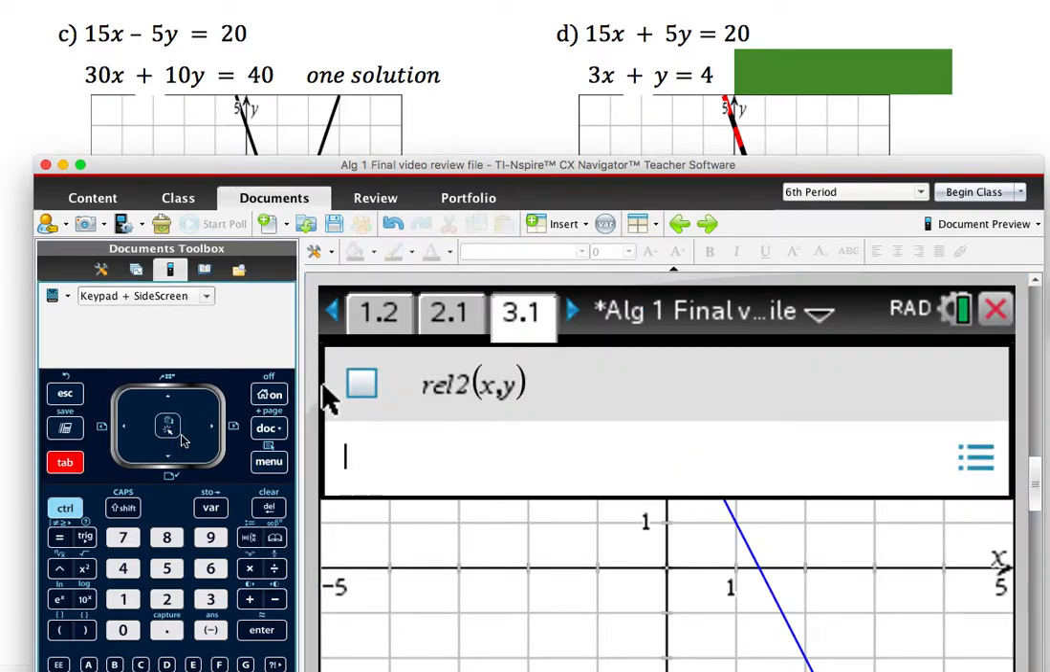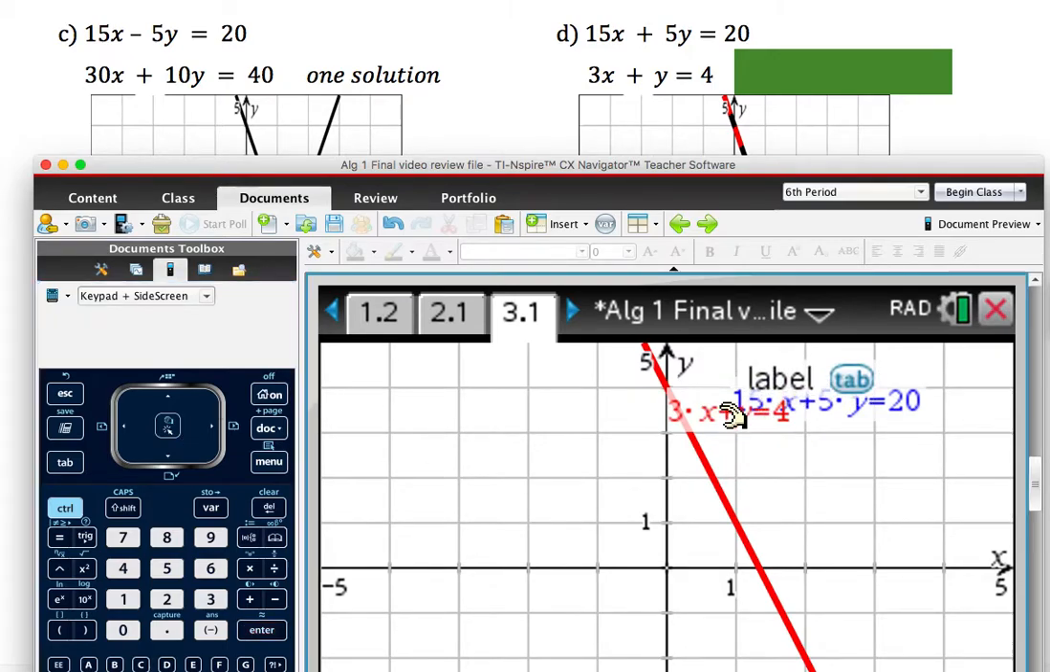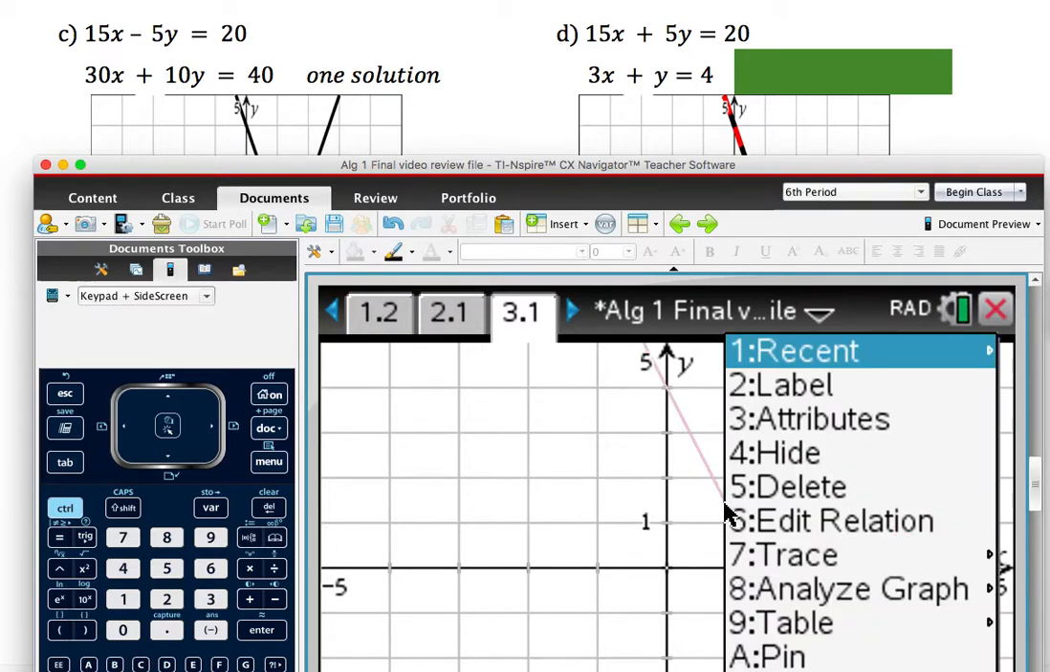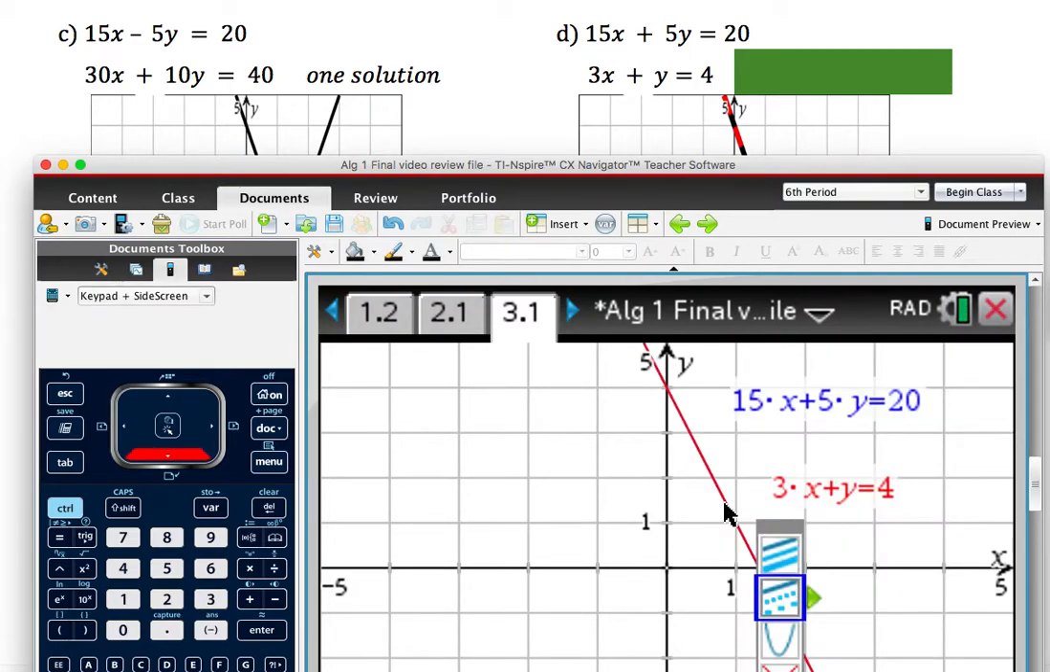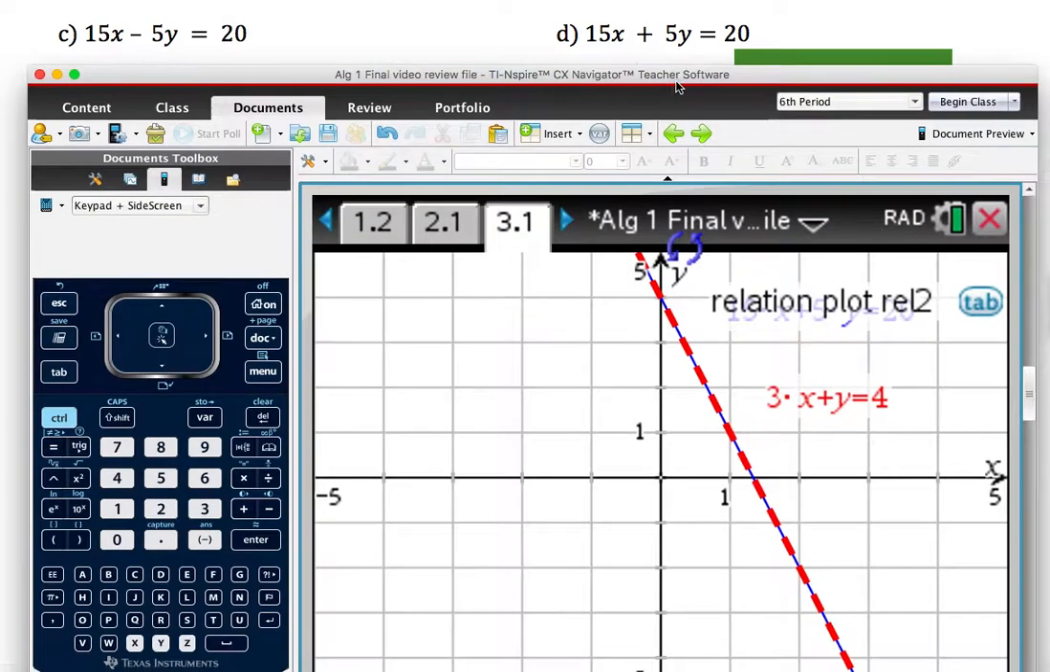Now to graph the next one, I have 3x plus y equals 4. And notice the blue line, it looks like it just disappears. Well, it really doesn't disappear. What happens to it is it gets covered up by this red line. So now that I've changed that red line to be dotted, then you can see it in the background. You can see it there.